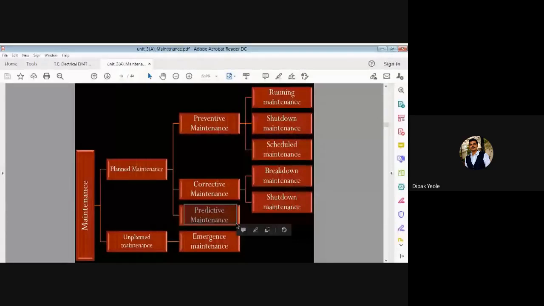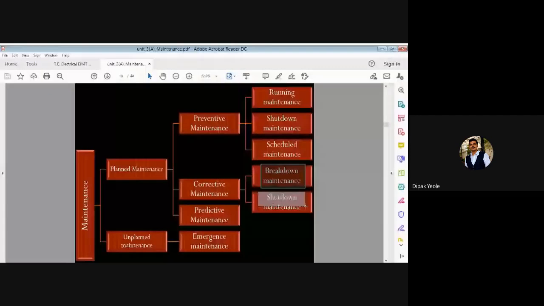Yes. What are the types of preventive maintenance? There are again three types. First is running maintenance. While running the equipments, we have to do the maintenance. So that is called the running maintenance. The second type is shutdown maintenance. So whenever the plant is shut down, we have to do the maintenance, store it. It's called a shutdown. And the third type is scheduled maintenance. Obviously related to the plant, we have to make the schedule. So this should be there under the preventive maintenance.